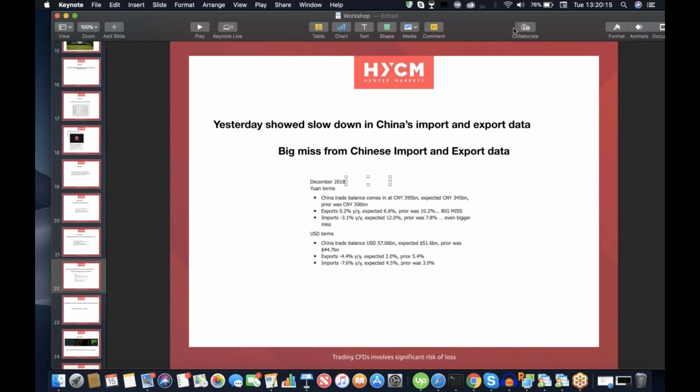I'll just show you the data. The concern here was that exports were down 0.2% year on year versus a 6.6% expected. So that's a big miss.